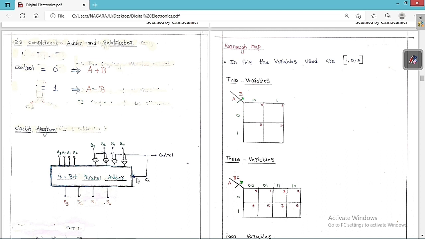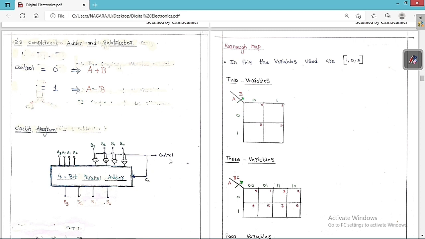And this is 0. So now you can see it is going to blindly do the addition of A0, A1, A2, A3 and B0, B1, B2, B3. So we are going to get the output S0, S1, S2, S3, which is the summation of these two binary inputs.